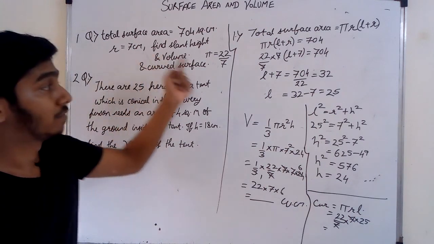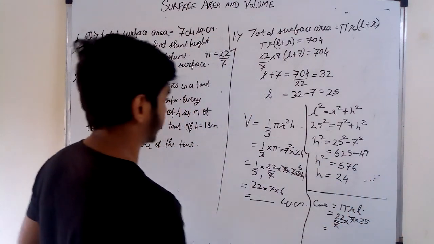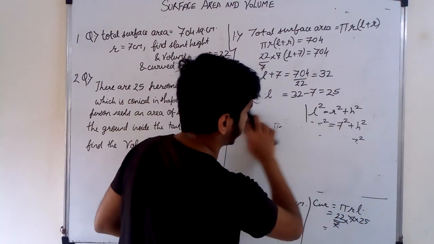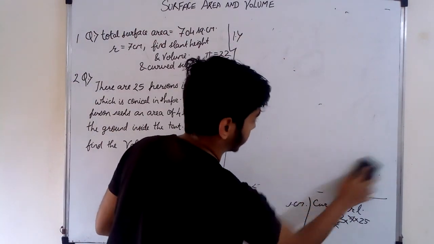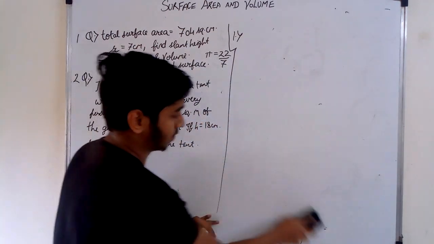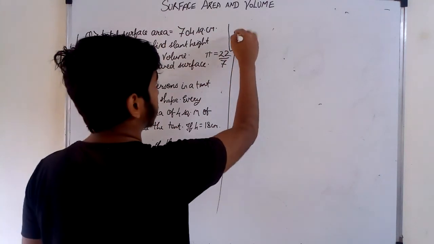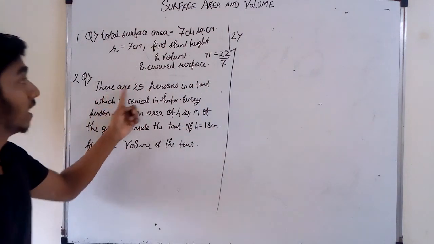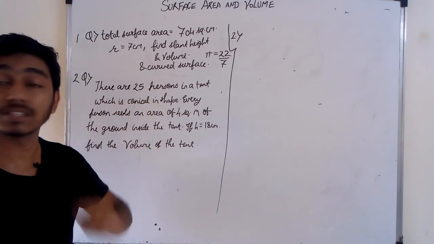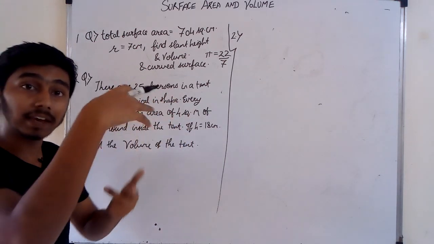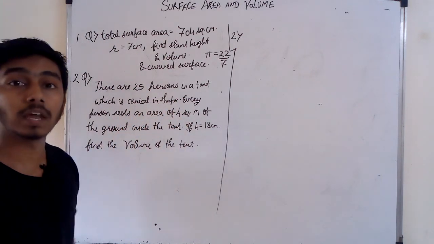Okay. So I hope you have understood the first question. Now let's see the next question. So this question says, there are 25 people in a tent, which is conical in shape. So there are 25 people in a particular tent and every person needs an area of 4 square meter.